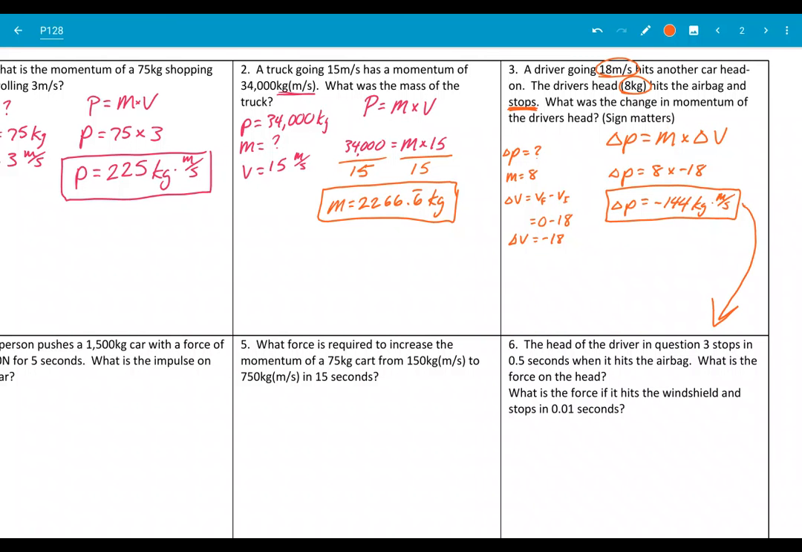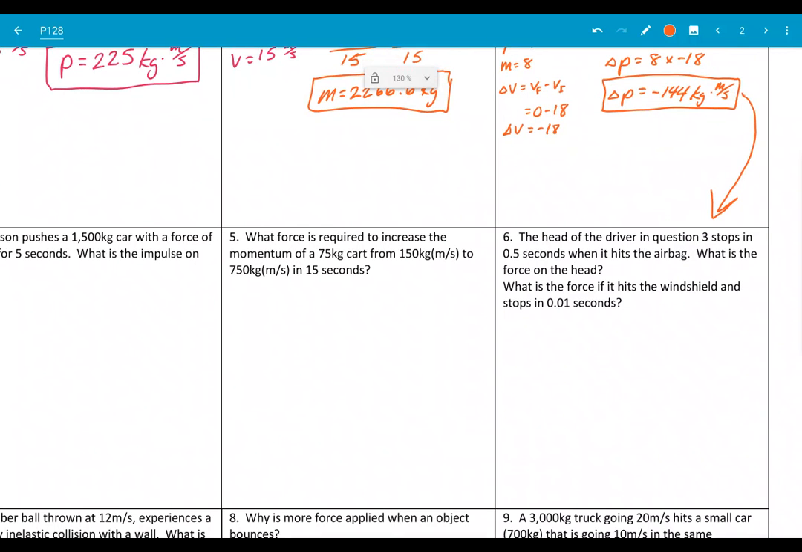All right. Now, let's see here. The sign is important for momentum. And so that it says negative 144, we're going to want to keep that. Okay. So let's see here. In the next question, it says the head of the driver in question 3 stops in 0.5 seconds when it hits the airbag. What is the force on the head?